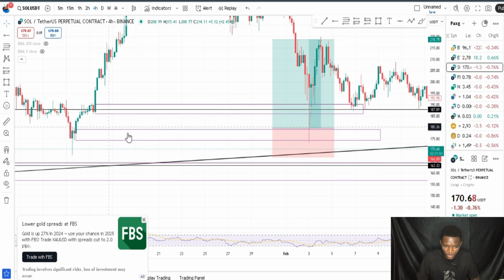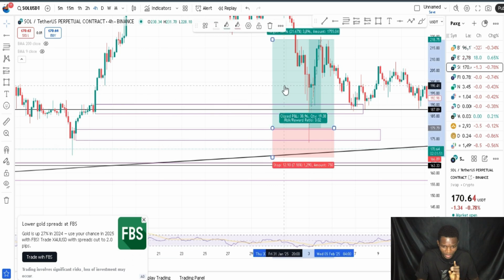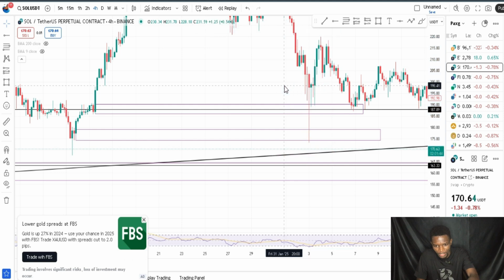So what's that showing you? This strategy works for entry. So that is, I use this as one of my entry strategies. Then I'll show you the second one I use as my entry strategy.